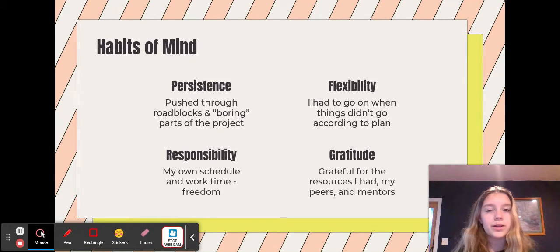I also improved in flexibility because I had to go on when things didn't go according to plan. This was really frustrating at first, but over the course of the year, I learned how to go more with the flow. And lastly, I improved in gratitude because I became really grateful for the things that I had taken for granted before, like access to a store to get food and ingredients, access to the internet to find new recipes, and the support from people around me, like students, teachers, and my parents.